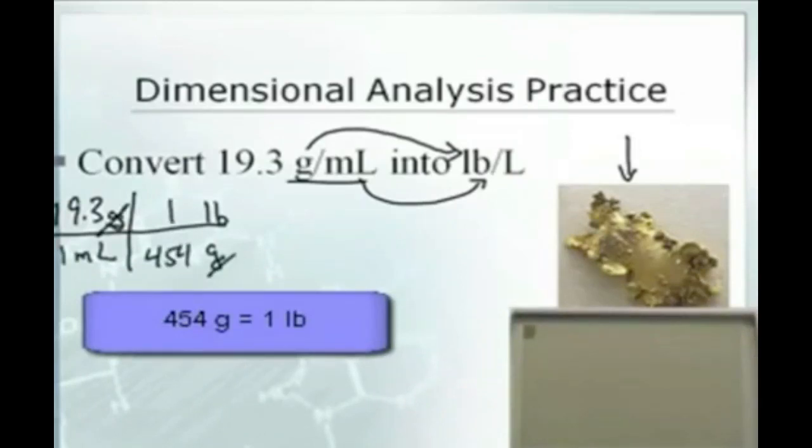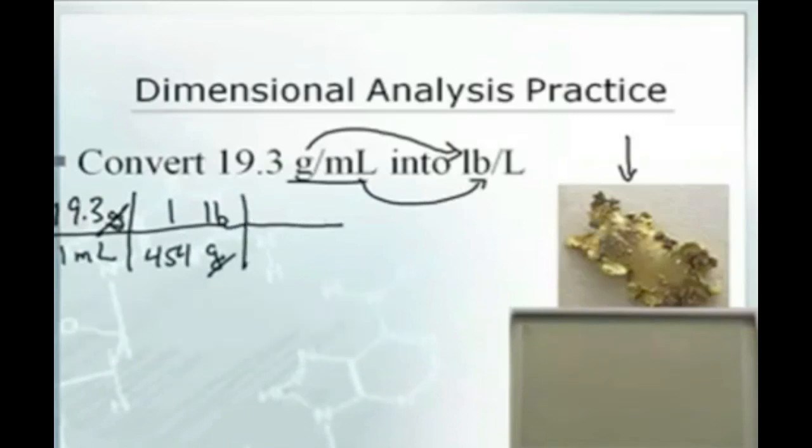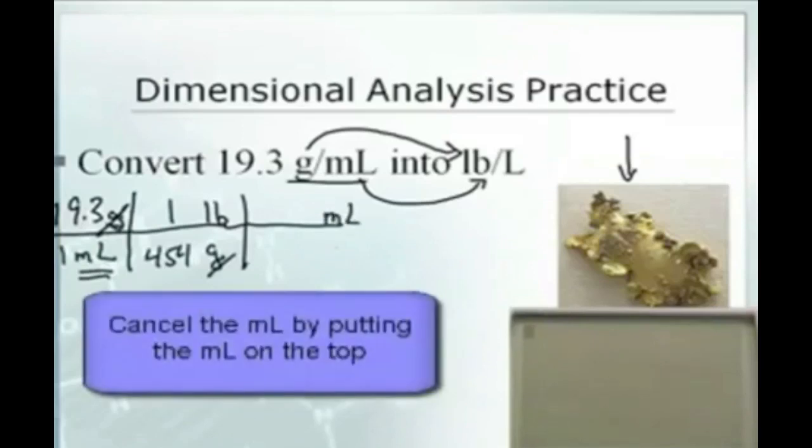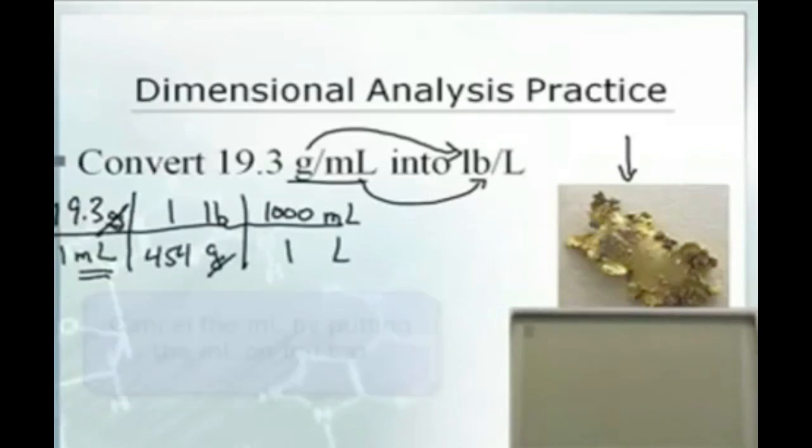Well, now we've got pounds per milliliter. We don't want pounds per milliliter. We want pounds per liter. Now the milliliters are on the bottom, so the rule goes on top, and then liter on the bottom. There's 1,000 milliliters in a liter. Now you have to know that. If you don't know that, you have to figure that out. And the milliliters cancel.